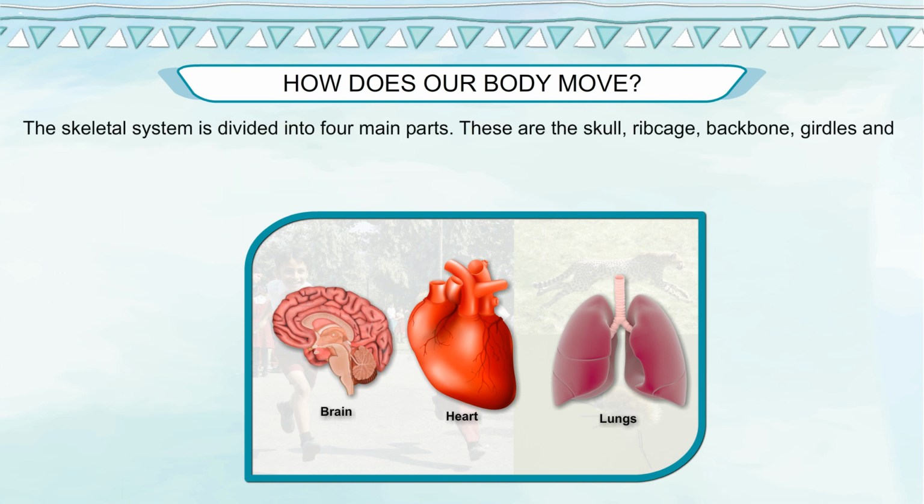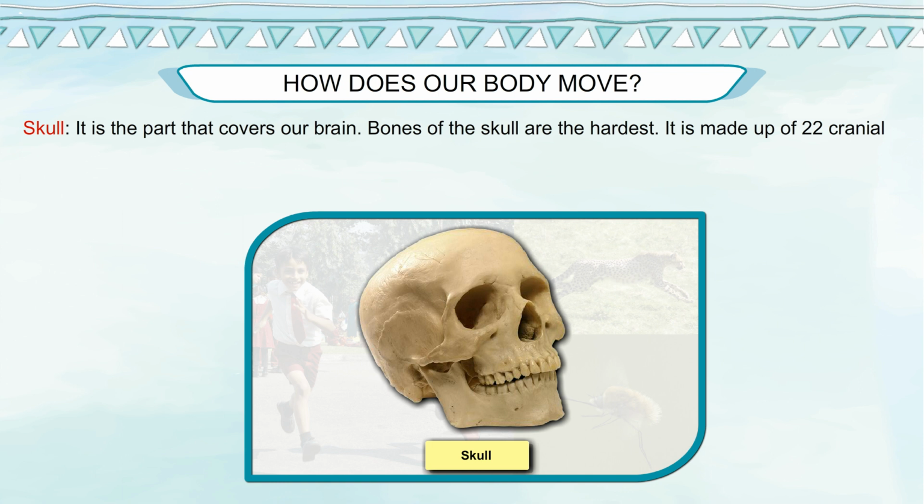The skeletal system is divided into 4 main parts. These are the skull, ribcage, backbone, girdles and limb bones. Let us know more about these parts of the skeleton. Skull. It is the part that covers our brain.